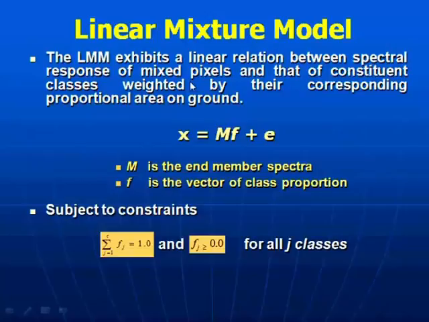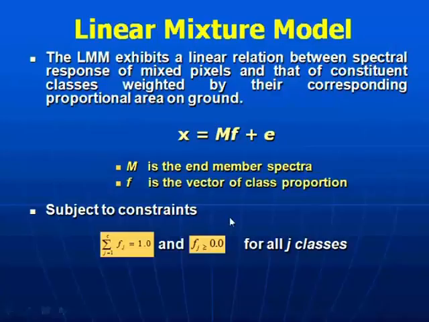Similarly, there is a linear mixture model which exhibits a linear relation between the spectral response of mixed pixels and that of constituent classes, weighted by their corresponding proportional area on the ground. So this is my observed data. This is the proportion which I want to find out, a vector of class proportions, and M is the end member spectra. This end member spectra is nothing but the spectra of the classes which I want to map. This again may come from spectral libraries or from the training data. So this is a linear equation subject to the constraints that my proportions over a pixel sum to 1 and that all the proportions are greater than or equal to 0 for all the classes.